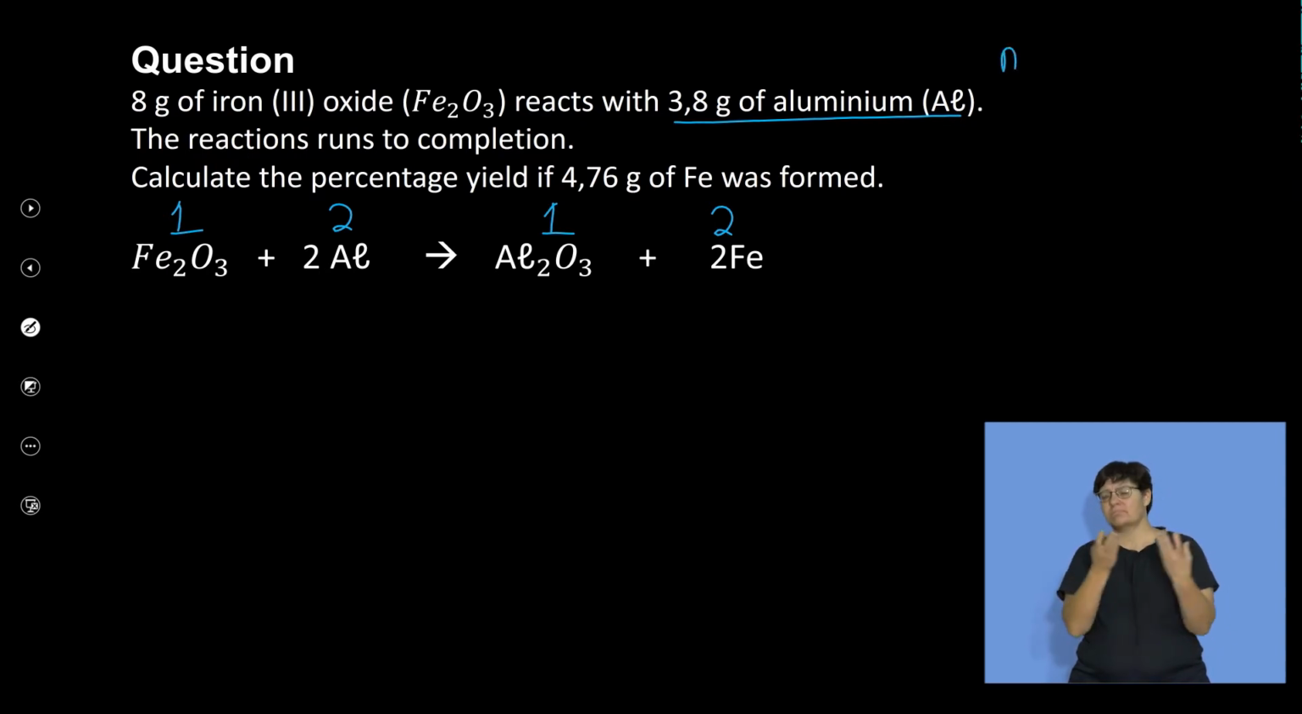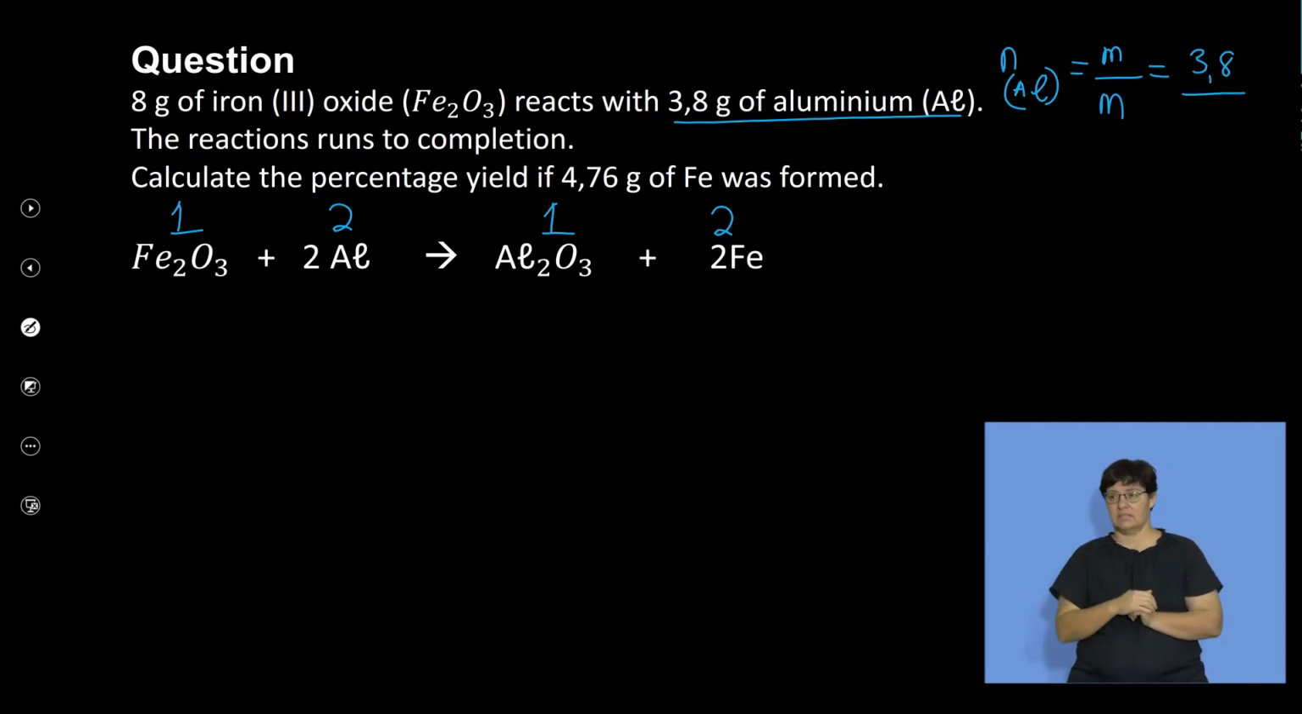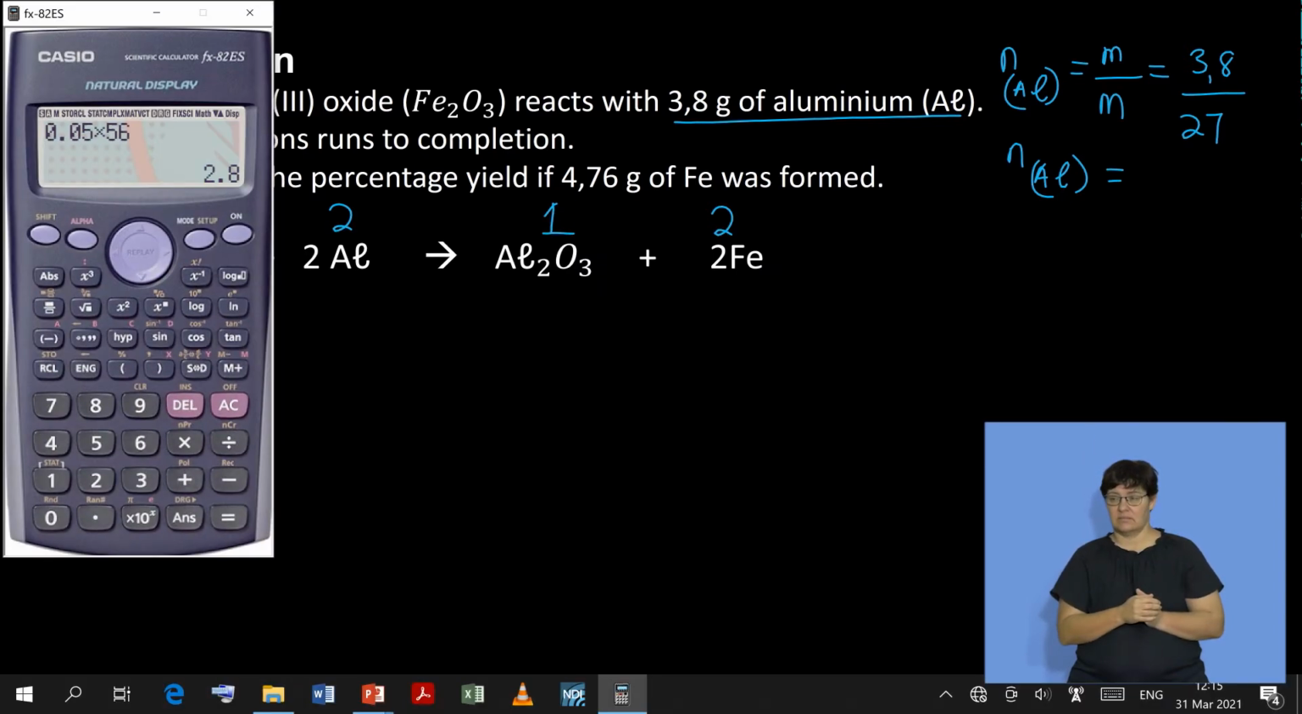The number of moles of aluminium is equal to the mass of aluminium over the molar mass. The mass is 3.8 grams divided by the molar mass of aluminium, which is 27 grams per mole. How many moles of aluminium do we have in this case? We can quickly go to our calculator. We've got 3.8 divided by 27. So in this sample, there's actually 0.14 moles of aluminium.